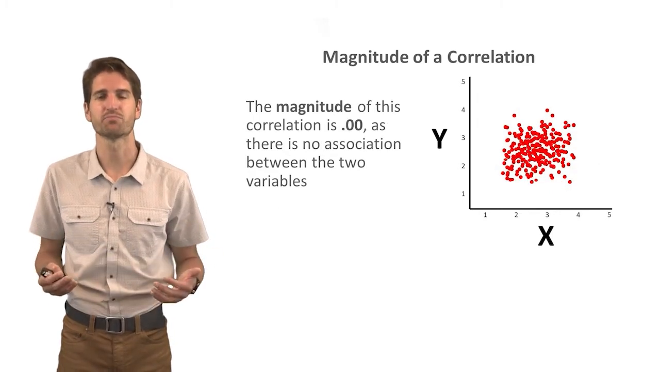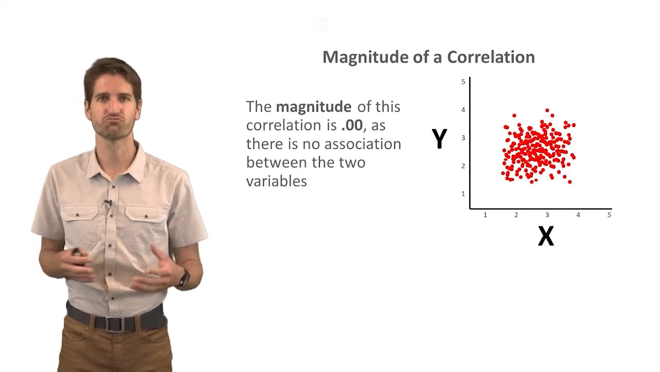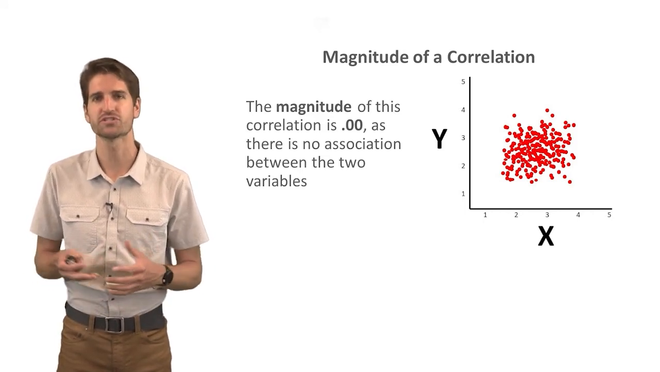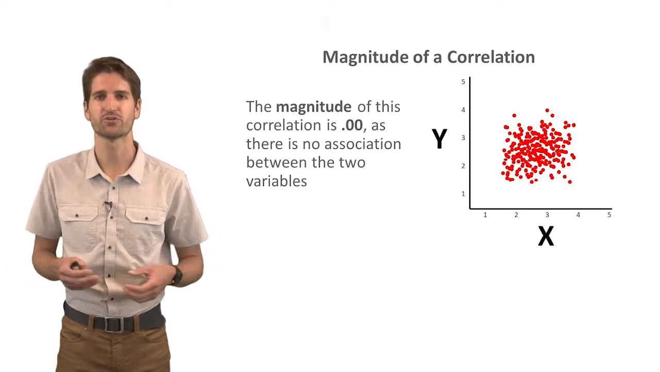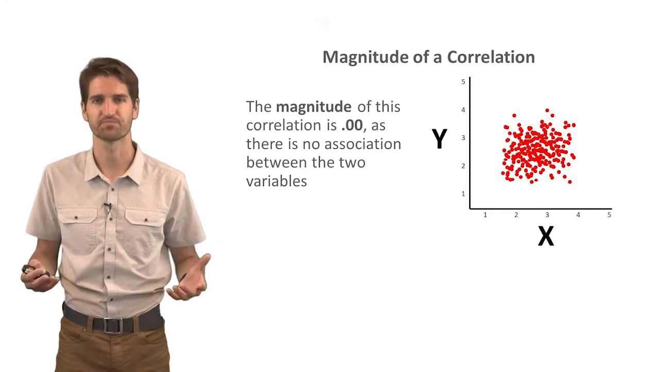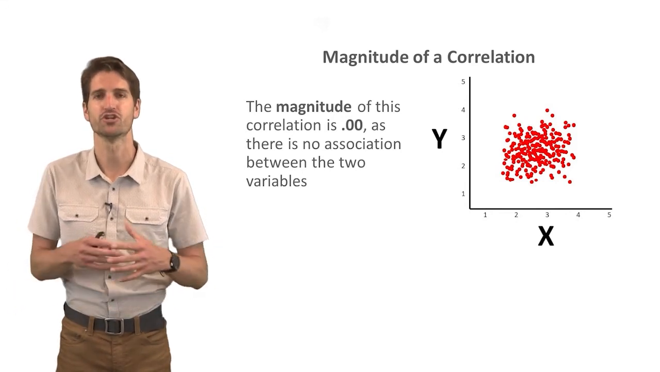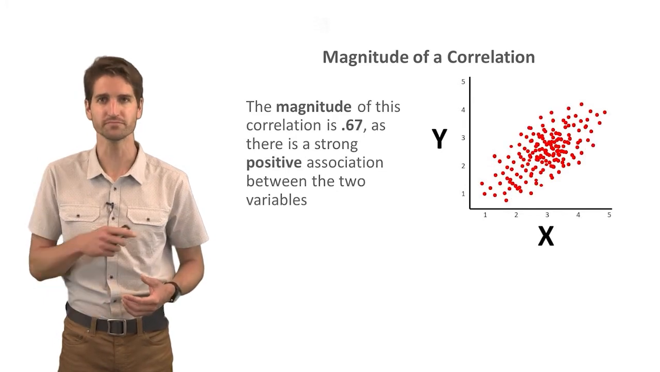Then here's an example of a correlation where the magnitude is 0. As you can see here, there's really no direction to this. There's no systematic pattern in the relationship that we can discern. This would be the typical type of scatter plot you'd see for a relationship or a correlation of 0, meaning there's no magnitude, no association between variable x and variable y.